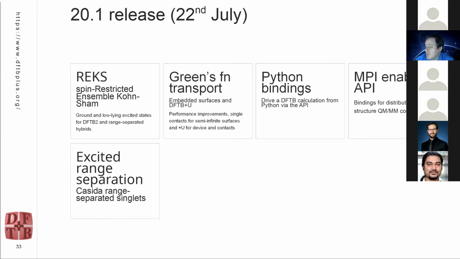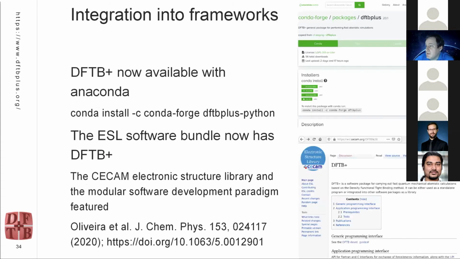Both Fortran and C family languages can talk to the API we've got. And that recently became MPI enabled, which was intended for a quantum mechanical region coupled to molecular mechanics codes. I'll say something about that in a second. We're also, and again, Sebastian did sterling work on this, available under Anaconda. So you can just do a Conda install and pull down either the main binary code or the Python bindings as well.